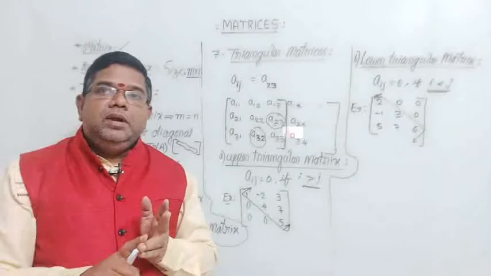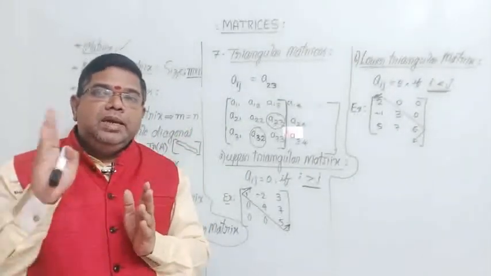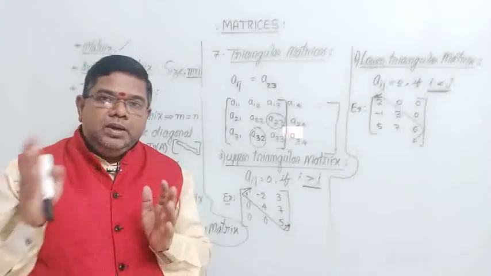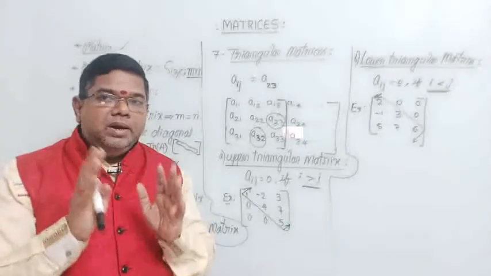Now the order of a matrix. Order means size: number of rows by number of columns. Suppose m rows and n columns are there. So rows by columns, m by n, gives the order of a matrix. Simply, the size of a matrix.